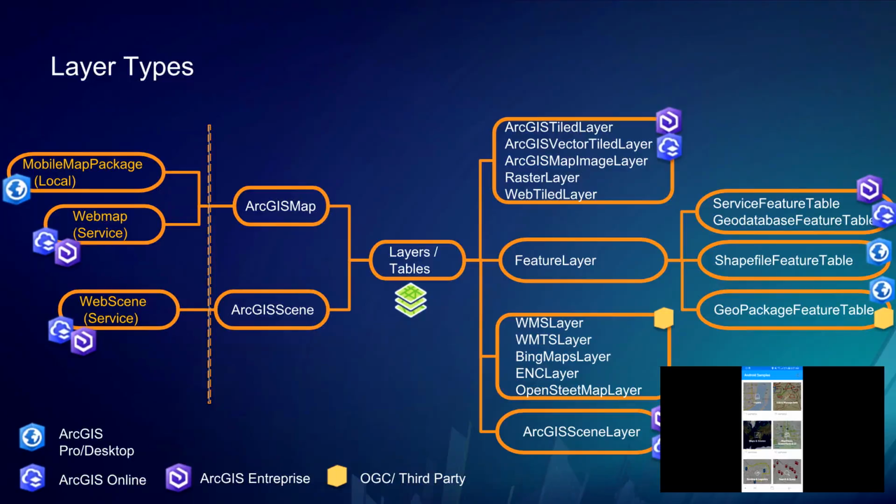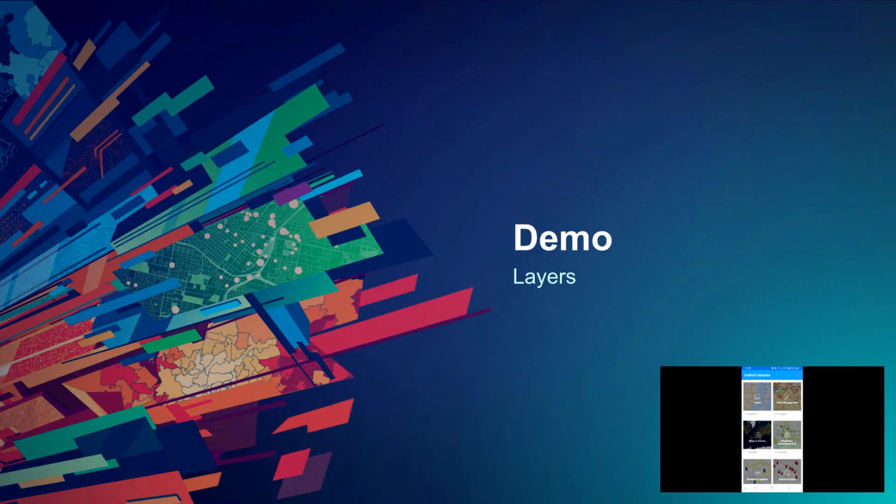If you want to work with vector data, then you want to work with the feature layer, where you can get the data from a service through a service feature table. Or if you're working with the local geodatabase, where you downloaded the service offline and then you want to work with the local data, you can work with the geodatabase feature table. We also support shapefiles through the shapefile feature table, and the OGC GeoPackage as well through the geopackage feature table. With that, let's see some demos on layers.